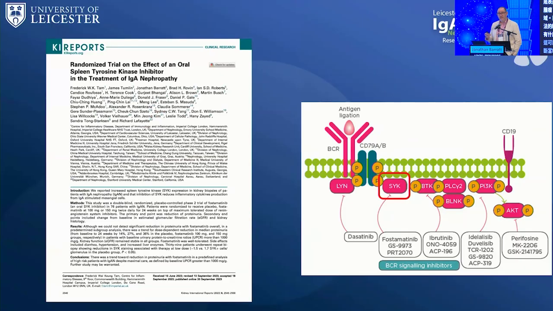And we tried one of these in IgA nephropathy. We have conducted a small study of fostamatinib, which blocks spleen tyrosine kinase. There was some evidence of efficacy, but the company that owned the drug didn't want to take it forward in IgA nephropathy. But these agents may be coming.